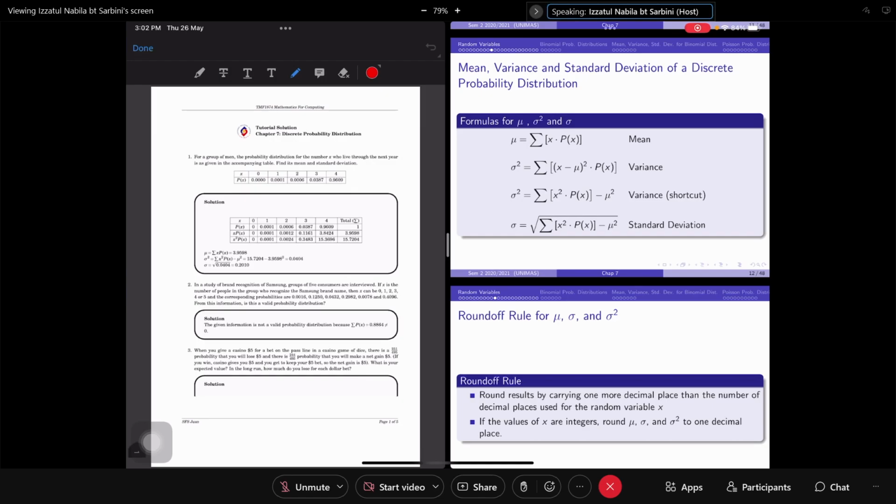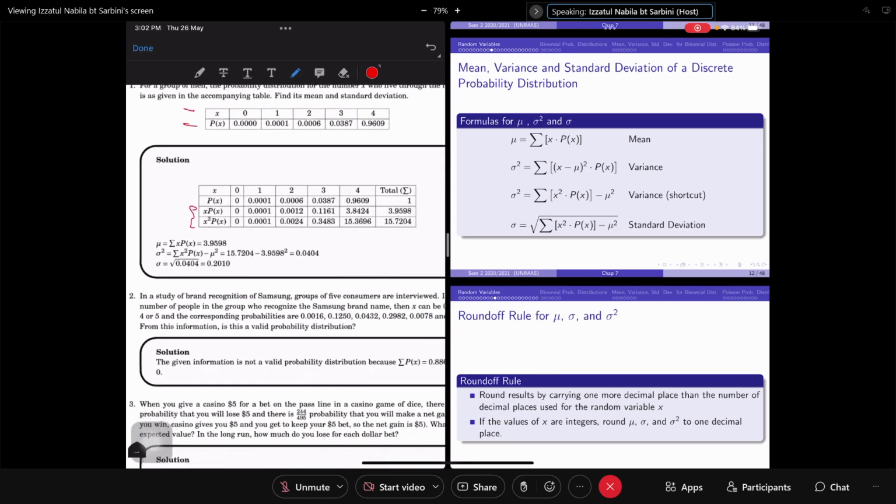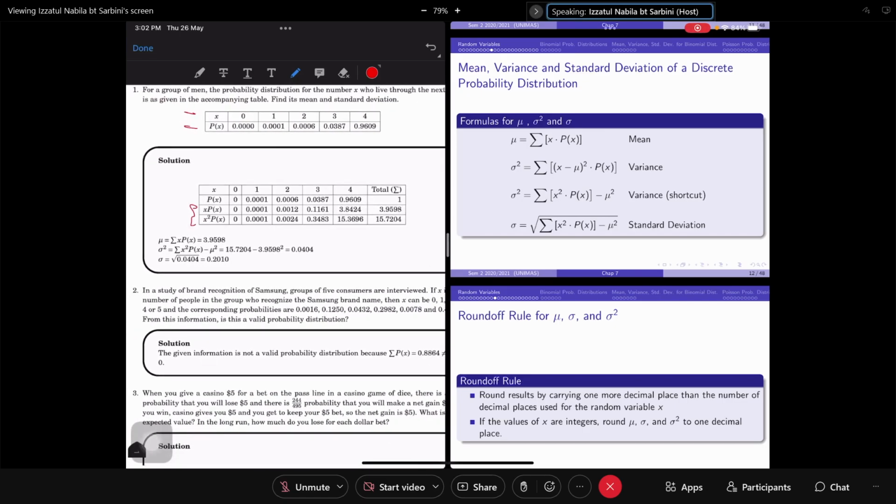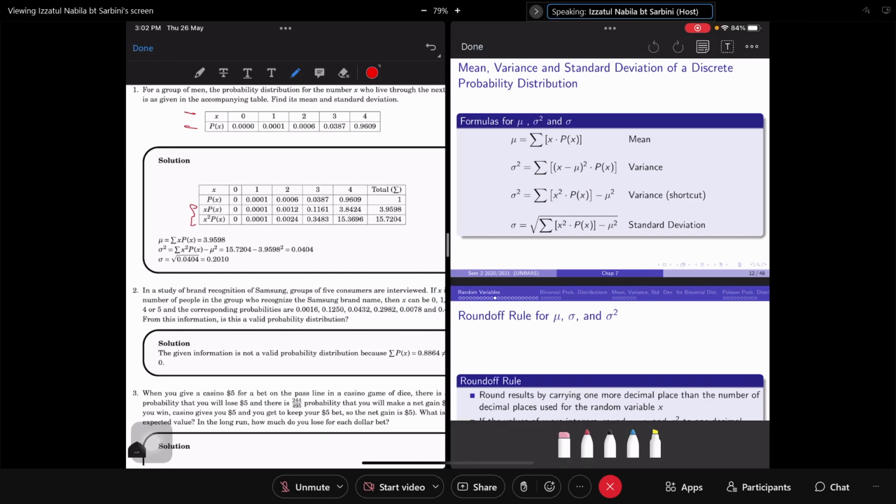What you need to do is expand the table. We have x and px here, so you expand it to have x times px and x squared times px. Why? Because for the standard deviation you need x squared times px, and for the mean you need x times px. So it's better to extend the table like this, and later you just use the values here.